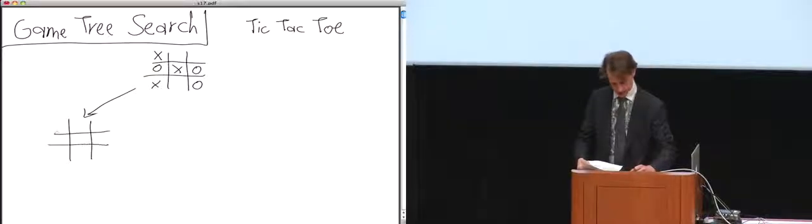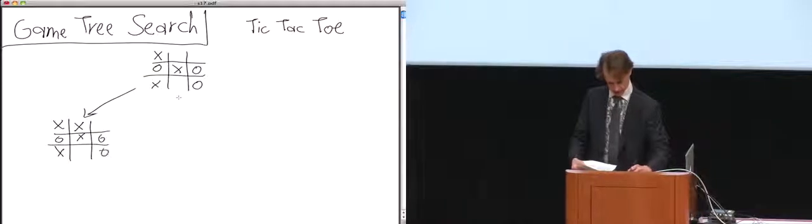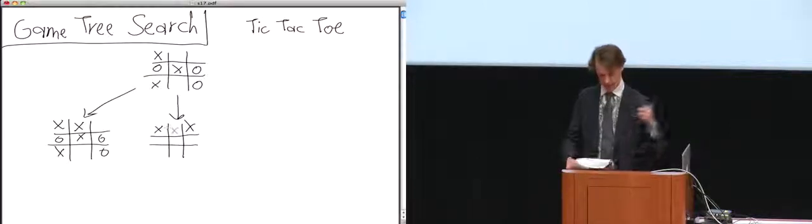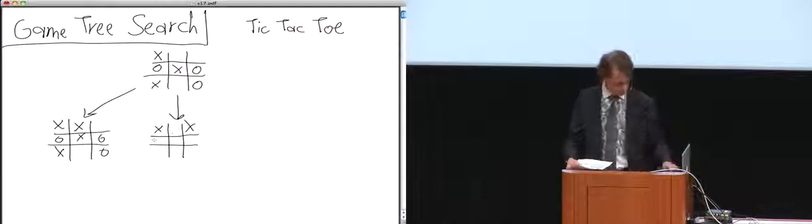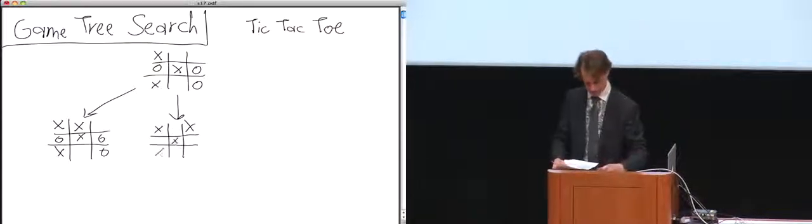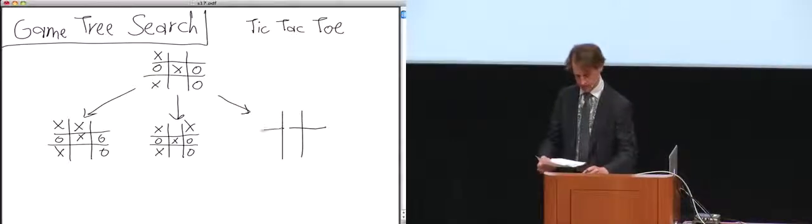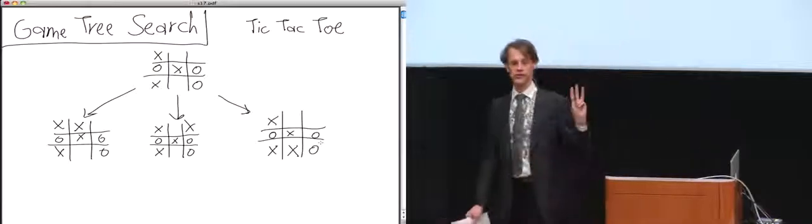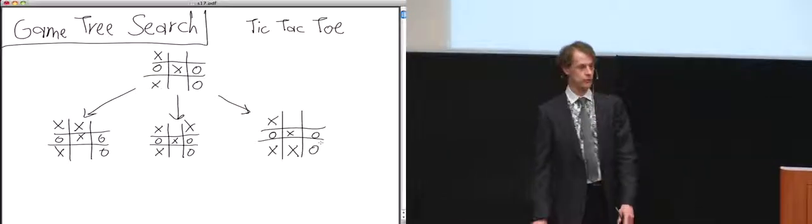So you could place a new X at the top center, or you could place a new X at the top right, there, and you get this grid. Or you could place an X in the bottom center, right there, and so you get this grid. So those are the 3 moves you can make, and we want to decide which one of those moves is the best move. Which one should I choose?